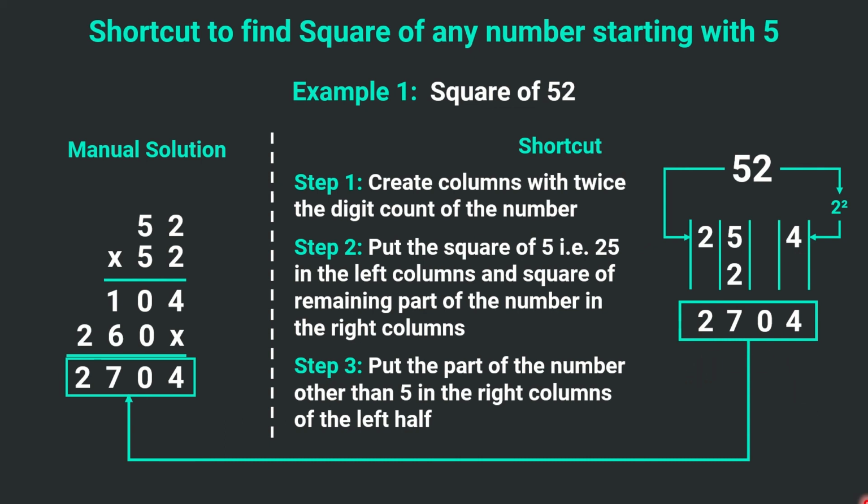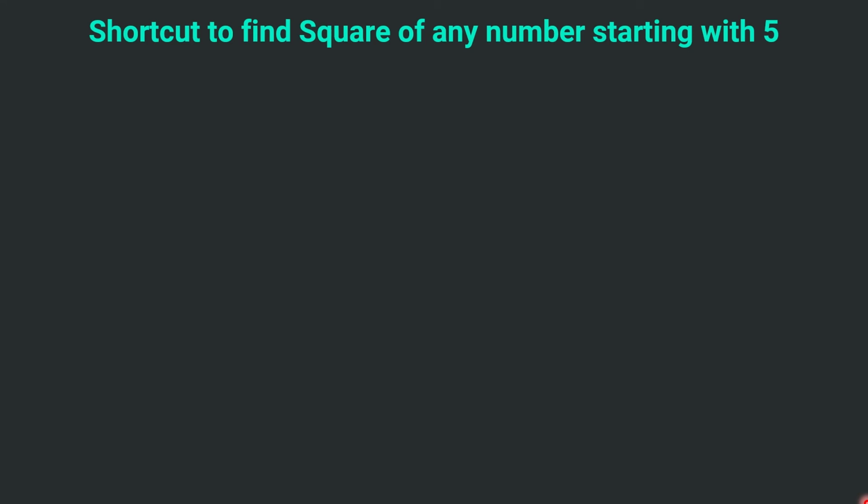Now let's try another example so that we can have a better idea. Our second example is the square of 513. Now we are taking a 3-digit number. Let's try to find out the square through the manual calculation.